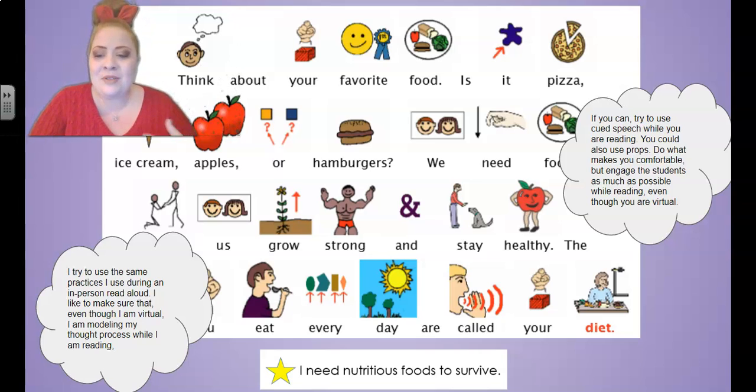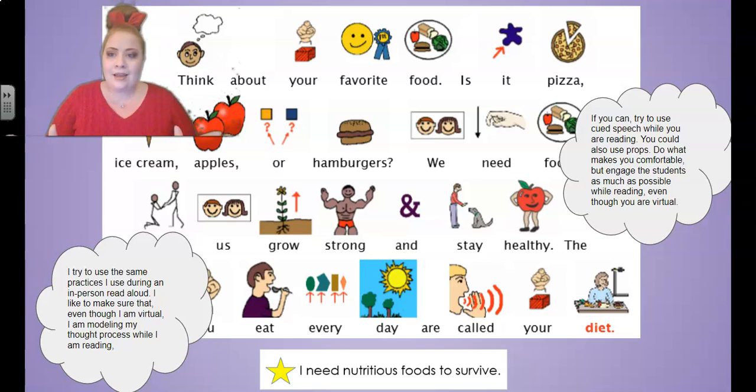I'm not going to read this to you, but I would read this and make sure that I'm using the same modeling practices that I would when I'm reading. And this changes from grade level to grade level, so this is really up to you. But if I read something like a question in a story, I always like to answer it. So in here it says, I want you to think about your favorite food. Is it pizza, ice cream, apples, hamburgers? I'd stop there and I'd say, what is my favorite food? Hmm. My favorite food is apples. I really like apples. What's your favorite food?